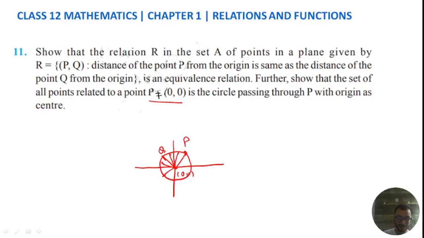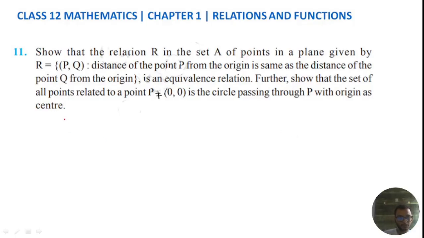Yeah, I know my diagram is not good, but you just understand what I am trying to say, that you got it right. When you are taking all points which are equidistant from the origin, having distance same as OP, then it will form a circle. And okay, so they are saying this only, that we have to show this. Now let's show it algebraically, how we will show this.